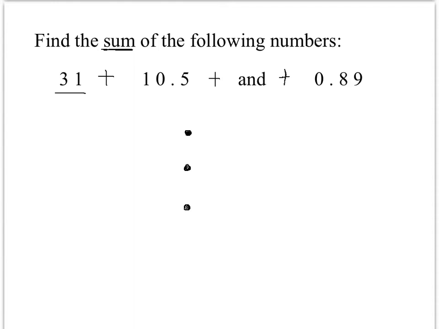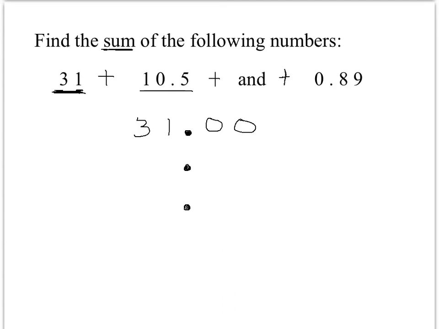Now, when I look at this number here, 31, you may think, well, there's no decimal there. But, in fact, there is. This 31, the 1 is in the ones place, and the 3 is in the tens place, and it goes right there. Now, of course, this number has no tenths, and it has no hundredths. Okay? Now I'm going to add to that 10.5.